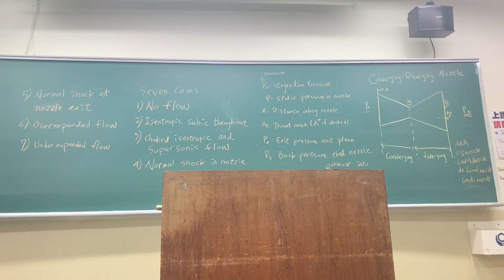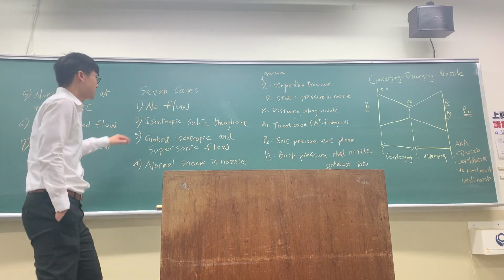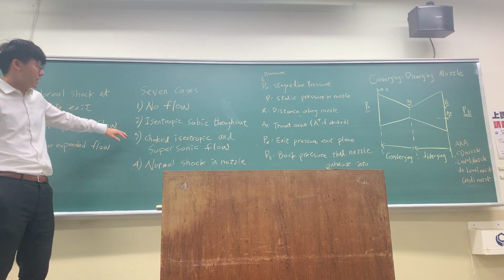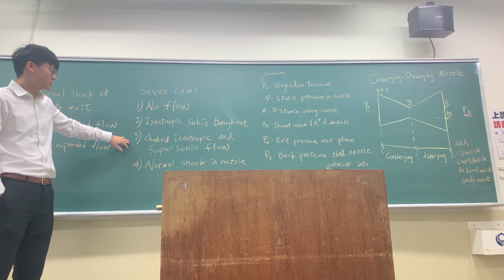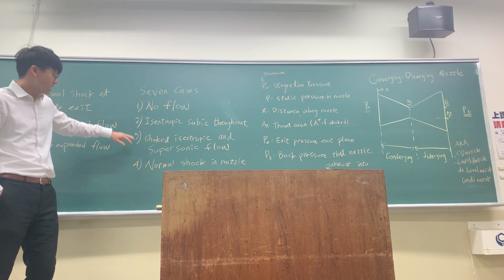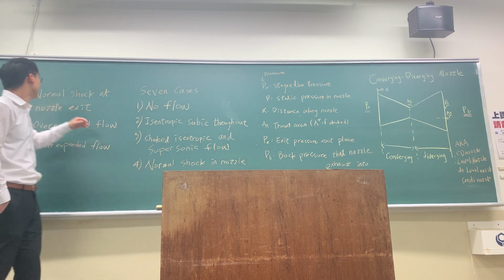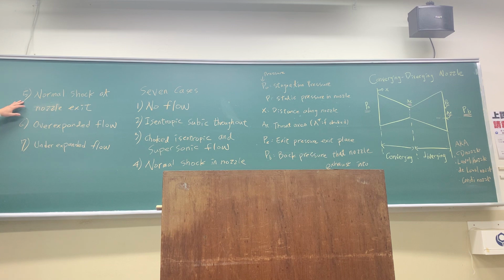The first is no flow, and then the second is isentropic, subsonic throughout, and then you have choked isentropic with supersonic flow, where there are 2 solutions. And then you have normal shock in the nozzle. And the 5th is normal shock at the nozzle exit. And then the 6th is overexpanded and the 7th is underexpanded.